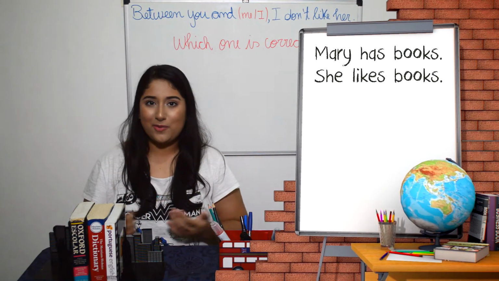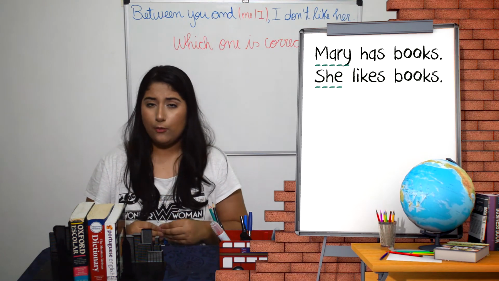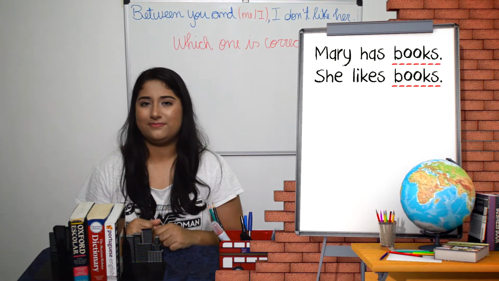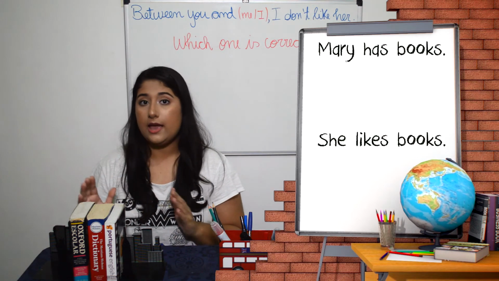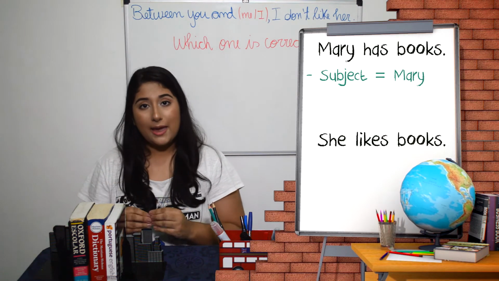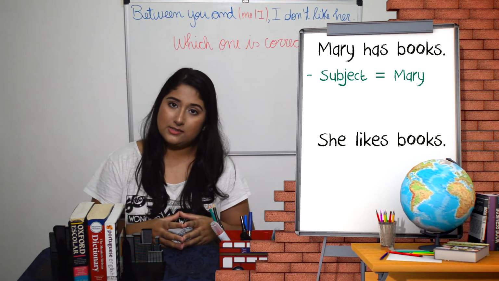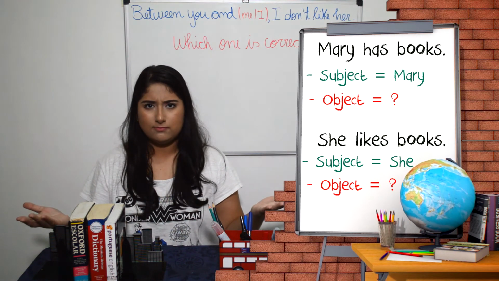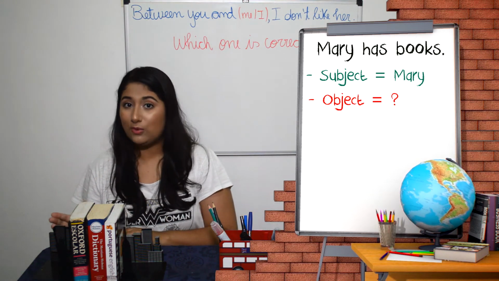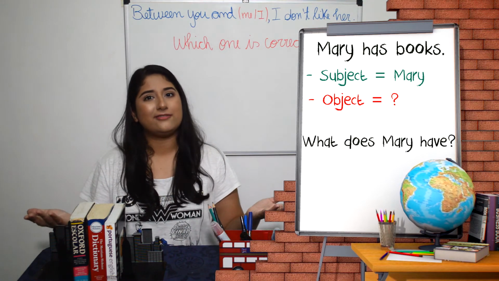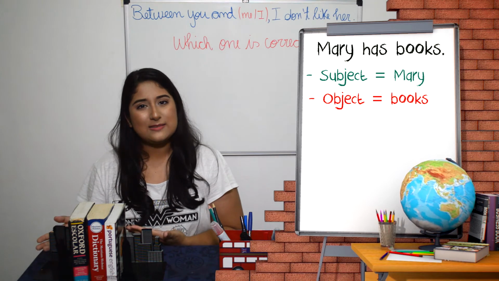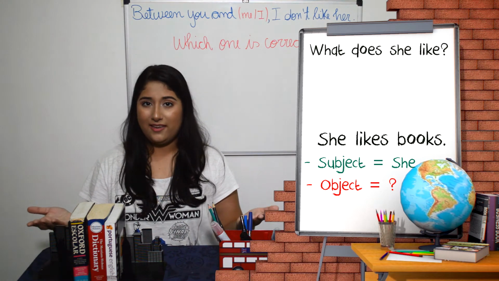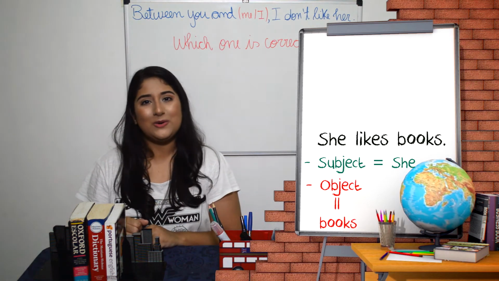Cool! We've solved the problem of repeating the subject. But now we continue with the other problem. We are repeating the word books. What now? Let's see. In the example, Mary has books, she likes books, Mary is the subject of the first sentence and she is the subject of the second one, right? And what are the objects? In the first sentence, Mary has books, we can ask, what does Mary have? Books. So it is the object. In the second sentence, she likes books, we can ask, what does she like? Books. So it is the object too.